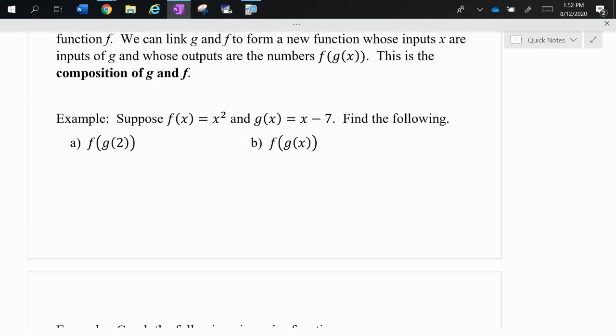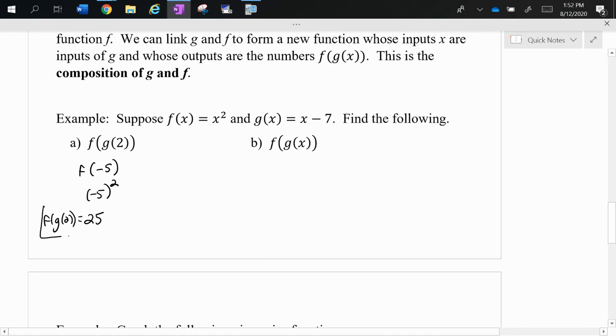Suppose that f of x is equal to x squared, and g of x is equal to x minus 7. Let's find f of g of 2. First I'm going to start with g of 2. G of 2 is 2 minus 7, which is negative 5. And now we want f of negative 5. F of negative 5 is negative 5 squared, which is 25. So f of g of 2 is 25.